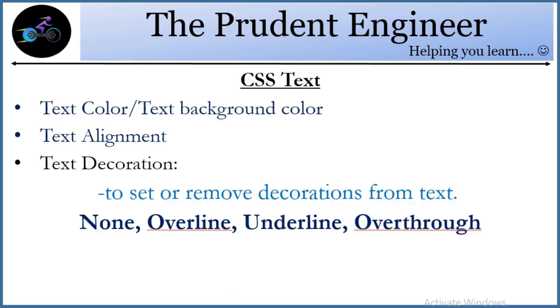The next thing is CSS text. In CSS text, we style the format of the text. We have a lot of options. First of all, the text color and text background. We have been using these properties for a very long time, but just to give you a brief, I'll show that also. The text alignment, we know this. Text decoration is a new thing. So we'll start with text color and the background color.